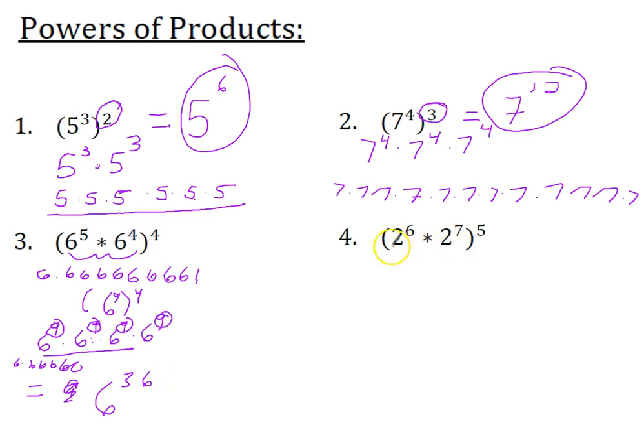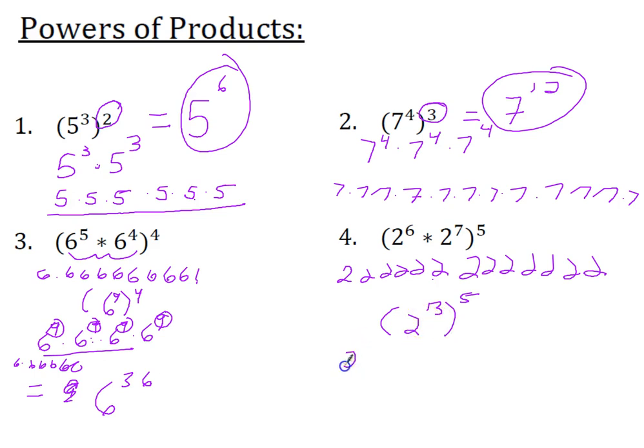Okay, the same thing happens here. So I have 2 to the 6 and 2 to the 7. So I'm going to put 1, 2, 3, 4, 5, 6 2s. And then I'm going to put 7 2s after, 1, 2, 3, 4, 5, 6, 7. So in total, I should have 13 2s here. 1, 2, 3, 4, 5, 6, 7, 8, 9, 10, 11, 12, 13. So this will be 2 to the 13th to the 5th power.